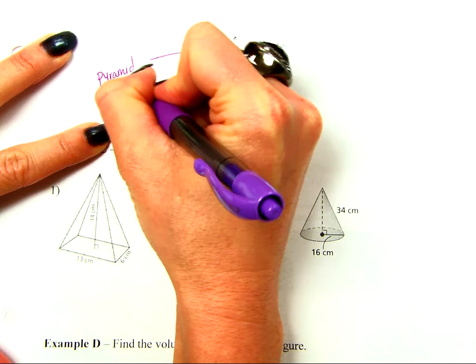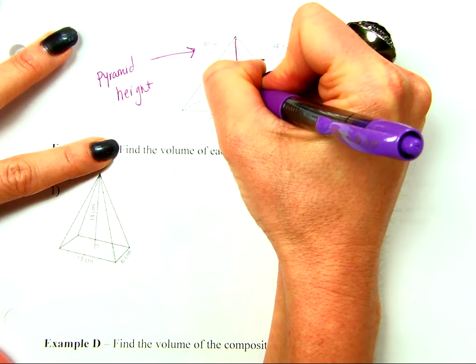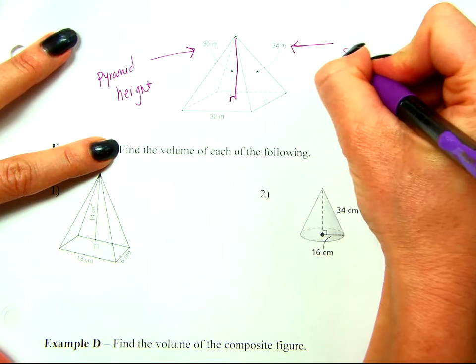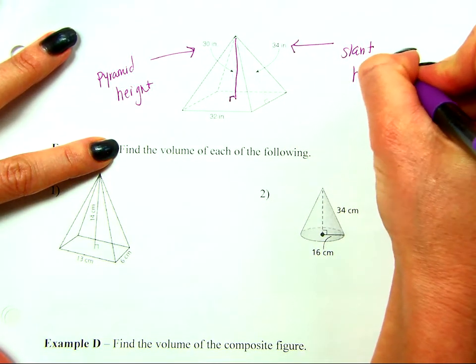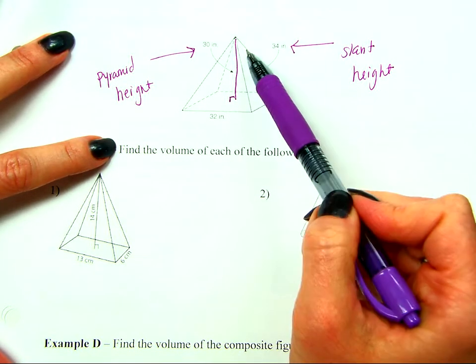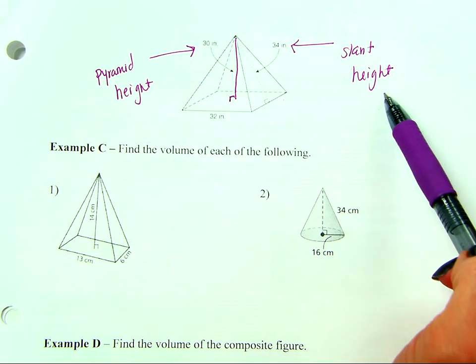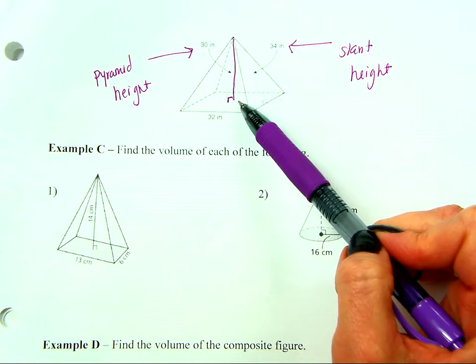is 30 inches, dropping straight down here and meeting at 90. This we'll talk more about later, but this is actually going to be referred to as the slant height. It's actually kind of the height of this triangular face, but it is not used when we're calculating volume. Okay, so we would not use the slant height. We would use the height of our pyramid as 30.